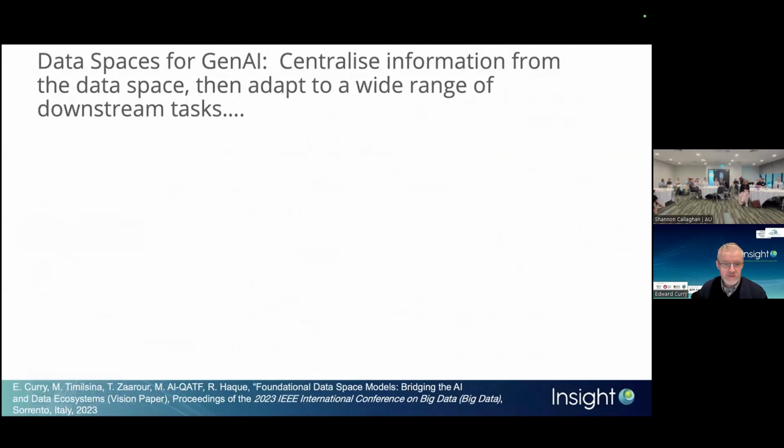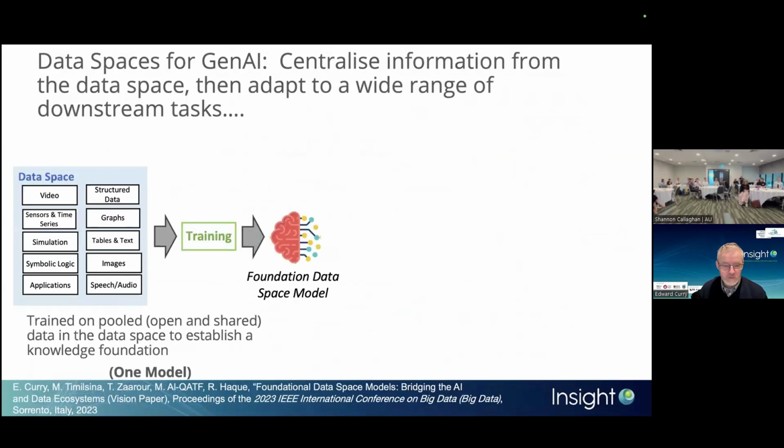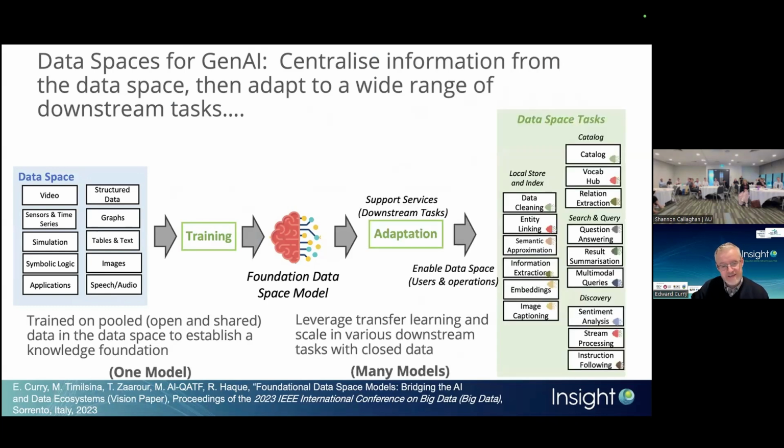When we look at it from the point of view of working with an AI model, the data space itself can be used. You can take all the data in the data space that you're able to use, and use it to build and train a foundational model by pooling it together. And then you can take that model and adapt it to different types of downstream tasks that you have in your data space as well. So everything from data cleaning to data summarization to search and querying to results summarization. So basically generating those types of tasks.